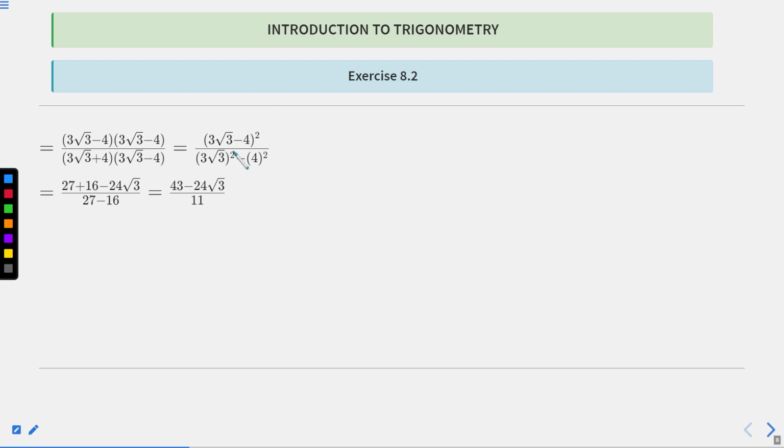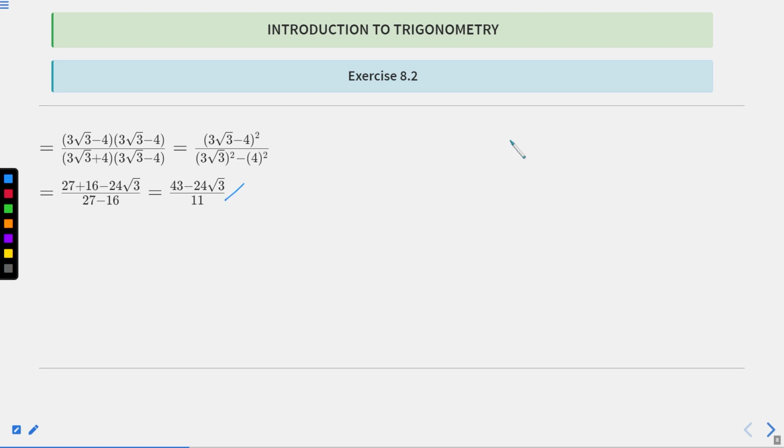So basically here we use in the numerator the identity a minus b whole square, that is equal to a square minus 2ab plus b square, and in the denominator here we use the identity a plus b times a minus b, this is equal to a square minus b square. Okay, and so this is equal to 43 minus 24 times root 3 divided by 11. So this is our final answer.